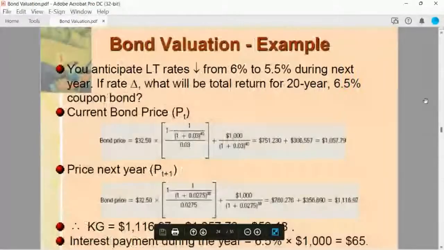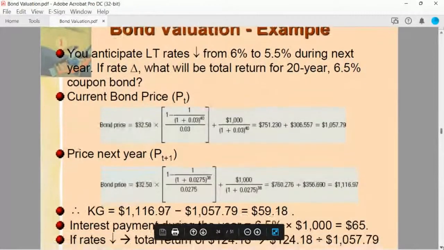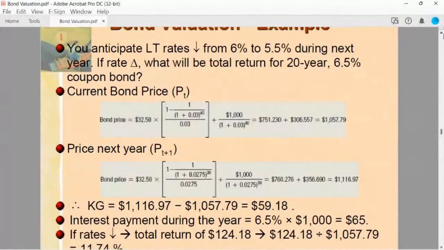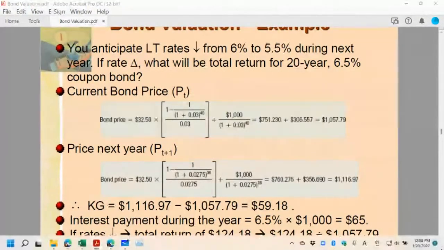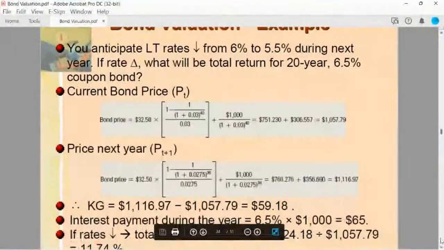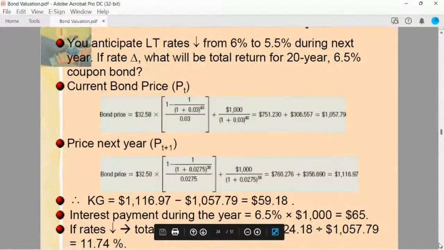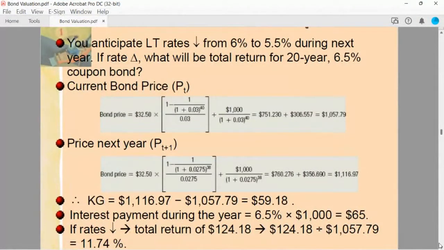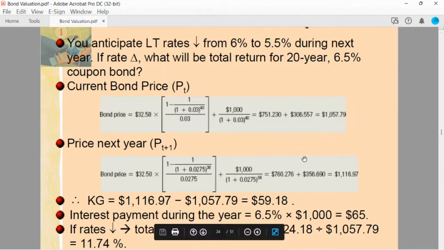So that's why, here's the thing. Let's take a look at an example of how we can apply that to our bond portfolio strategy. I mean, not necessarily portfolio, but even just investing in a single bond. So for example, you anticipate long-term rates to fall from 6% to 5.5% during the next year.